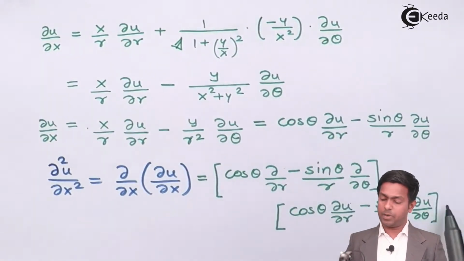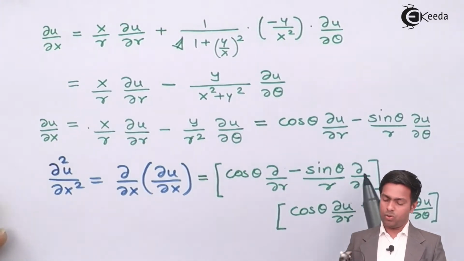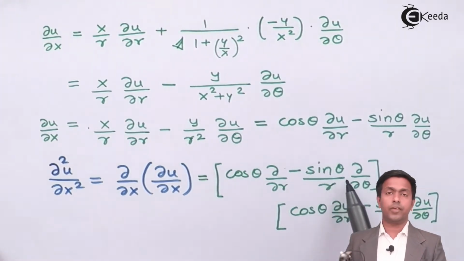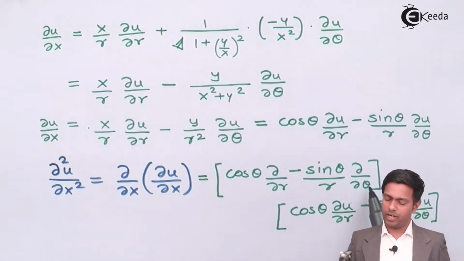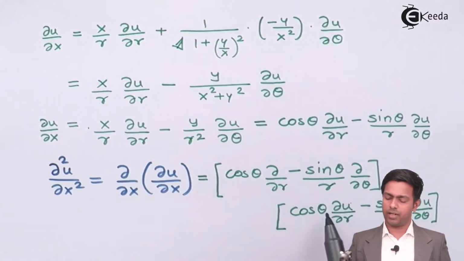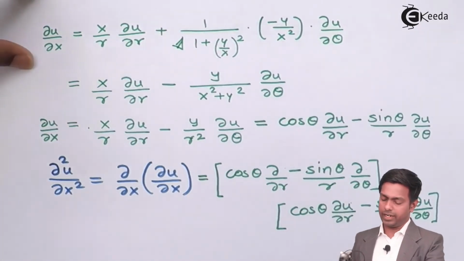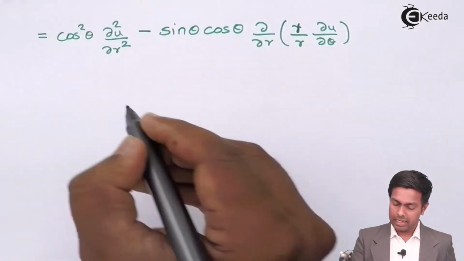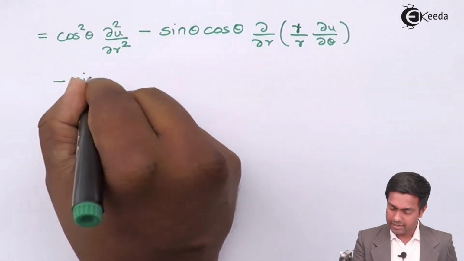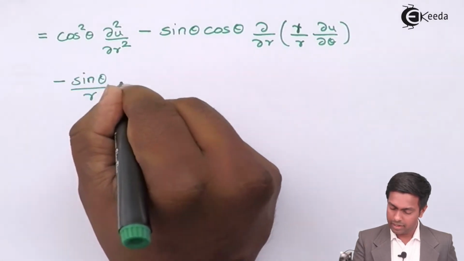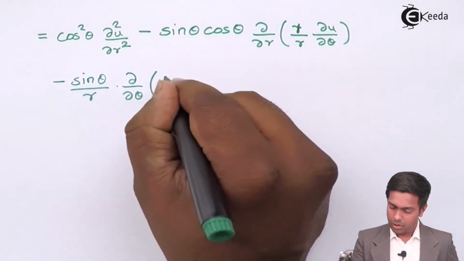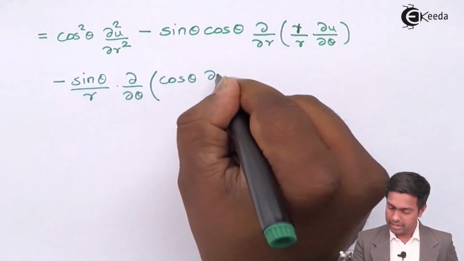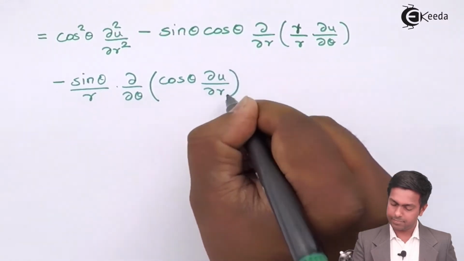Now we'll multiply this bracket with the second term. So in the second term we have del by del theta. It means we are going to differentiate with respect to theta. So when I differentiate this first term with respect to theta, both terms have theta. So we will get negative sin theta upon r into del by del theta of cos theta del u by del r.